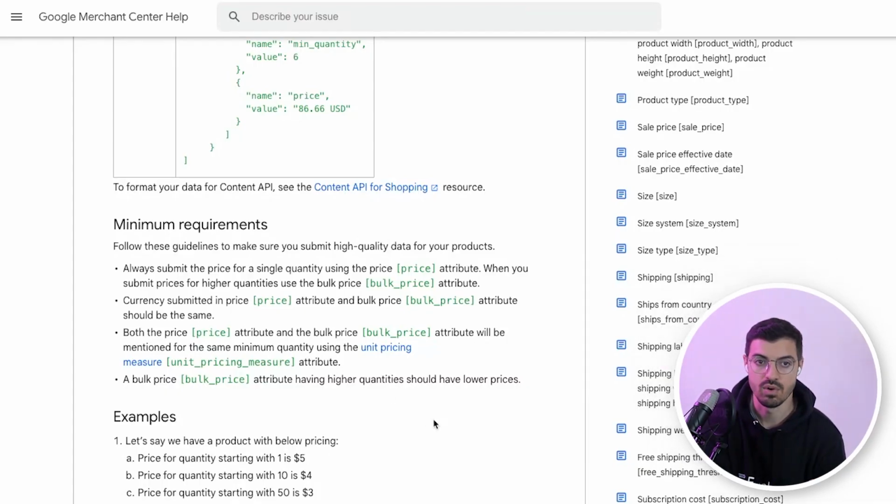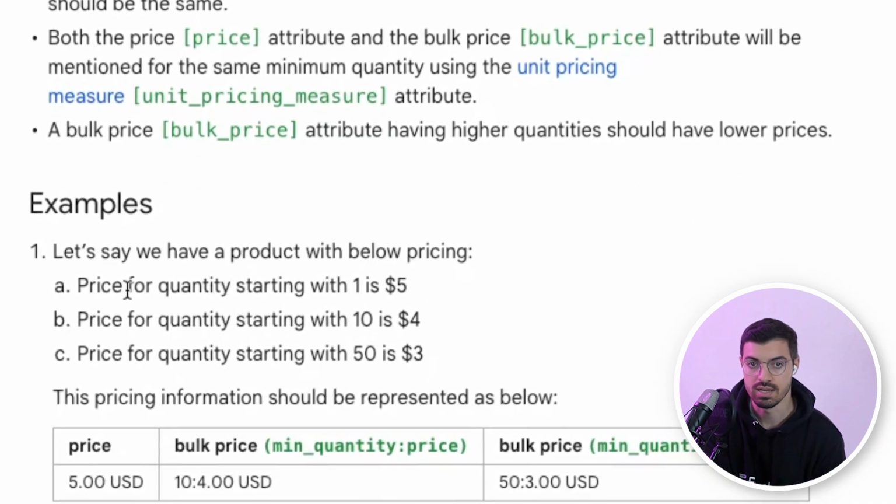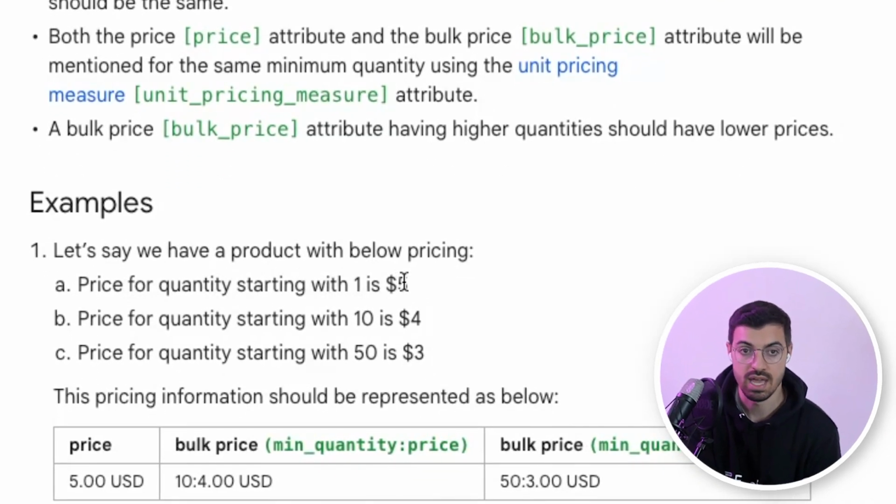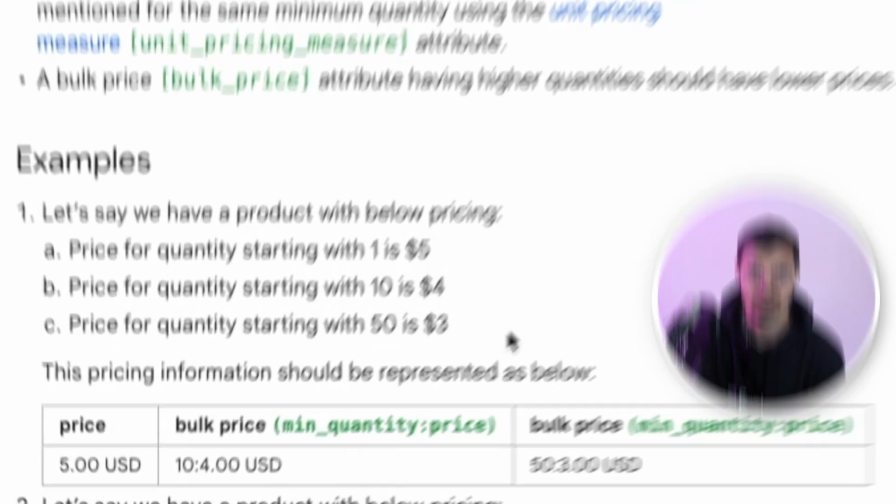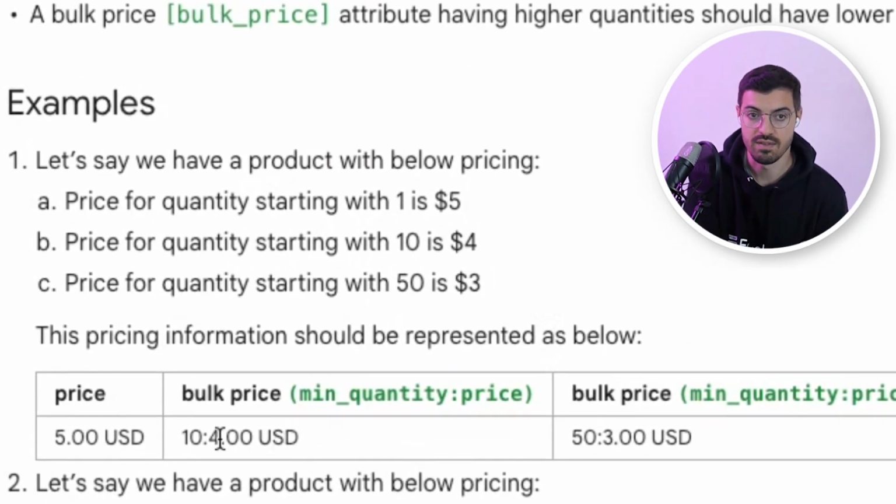And here you can see how basically it looks like. We have an example. So price for a quantity of 1 is 5 per unit. If you buy more than 10, it's 4 per unit. If you buy more than 50, it's 3 per unit. So simple thing, you just say, okay, the normal price is $5. So this is what you have already in your feed actually. So the base price. But then you could say, look, if you buy at least 10, then the price per unit becomes $4. If you buy at least 50, it becomes $3.